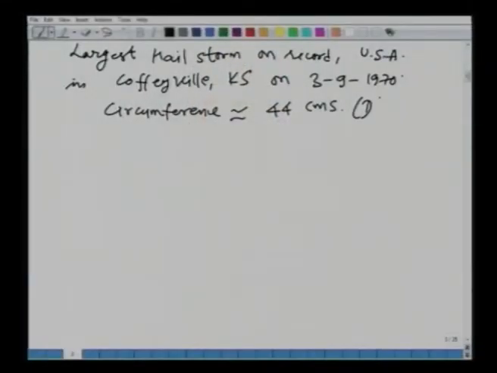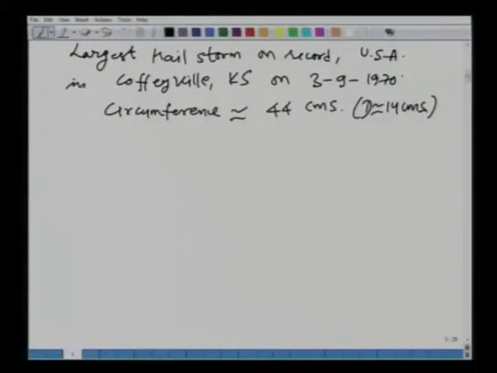Can you tell me what will be the diameter? Well, the circumference is pi d, or 2 pi r. So, if you divide it by pi, or 2 r. Let me see, it will be approximately 14 centimeters, not exact, but about 14 centimeter diameter ice balls. Can you imagine how big it is? Well, it is the size of a football.